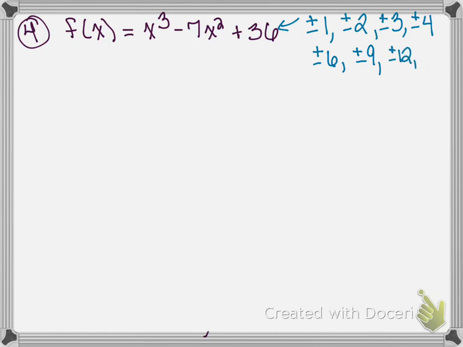Okay, I've got 2 more. What's 2 times what gives me 36? 18. And then my last one is 36. So we just have to start with number 1. So we do 1 and negative 1.